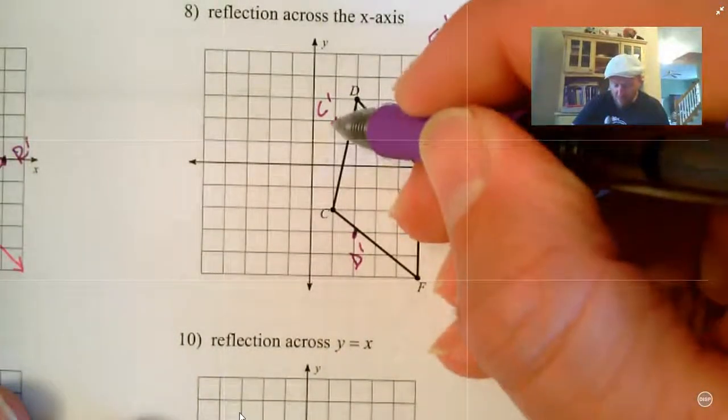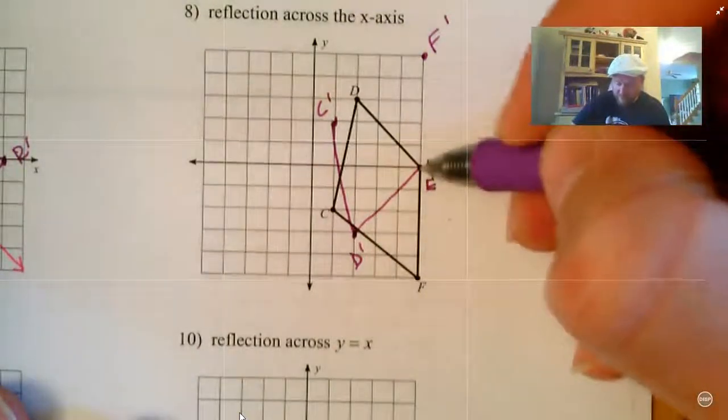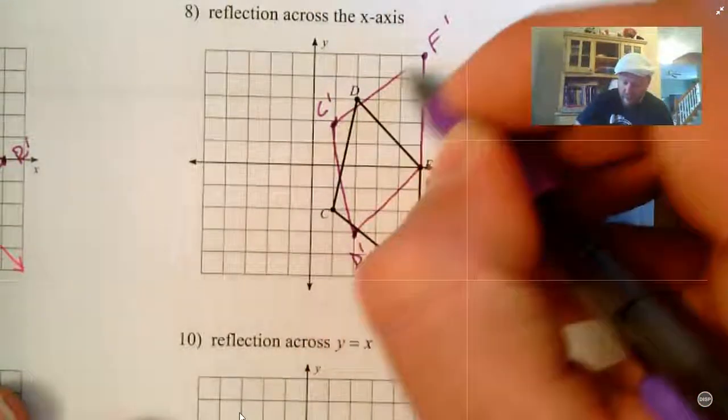Let's make sure we point our... So there, I'll label E prime here. And there we go.